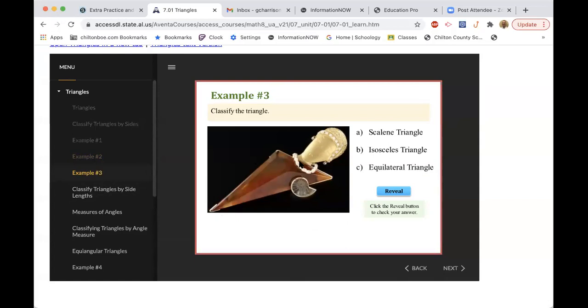Classify this triangle. It appears to me that no sides are the same, so that should make it scalene. This is a scalene triangle.